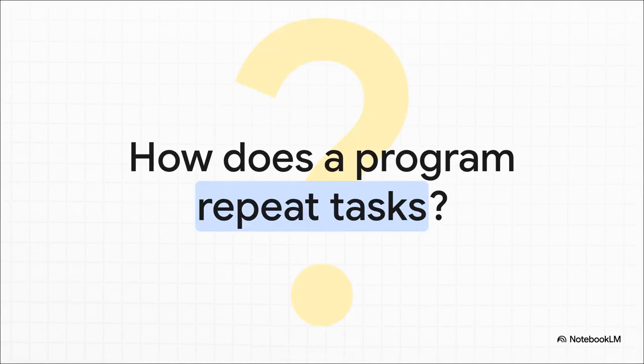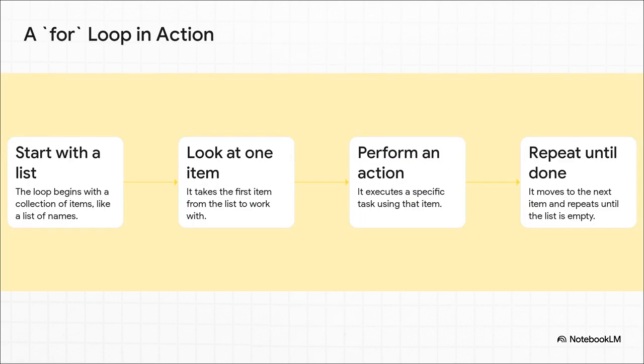Okay, but what about doing the same thing over and over? I mean, programmers are famously lazy, in a good way. We definitely don't want to write the same line of code 100 times. So how do we make a program do repetitive work for us? The answer is a loop.